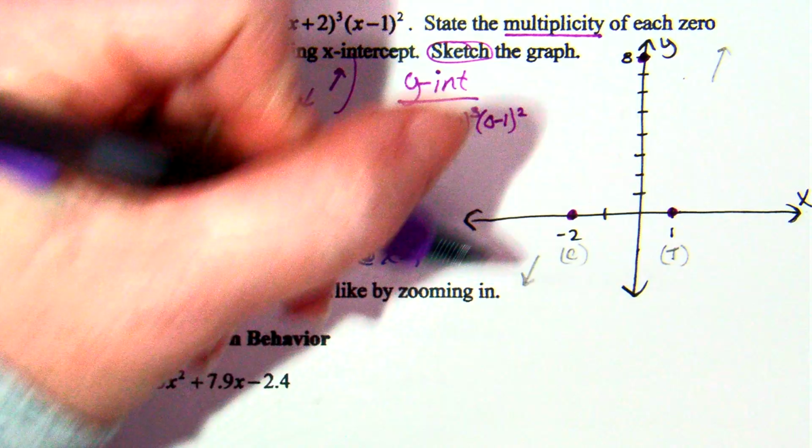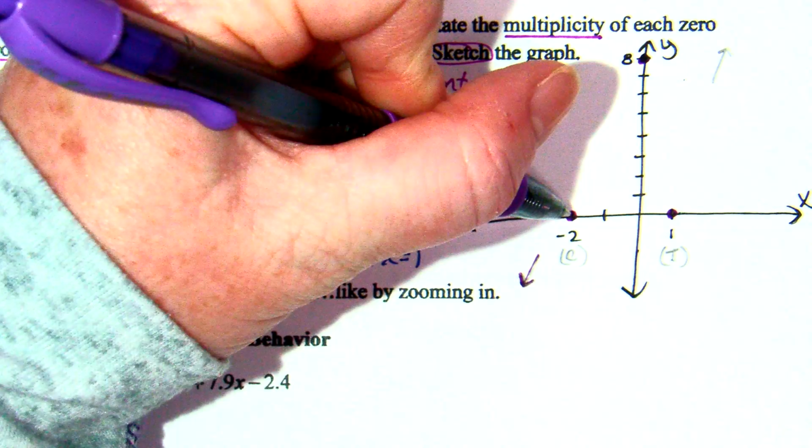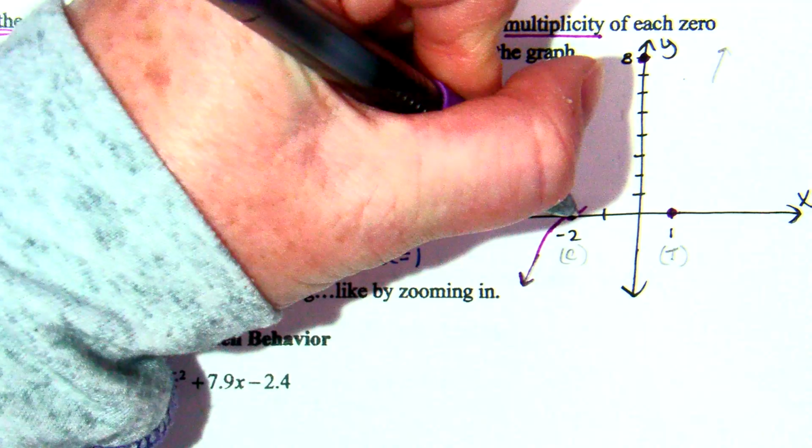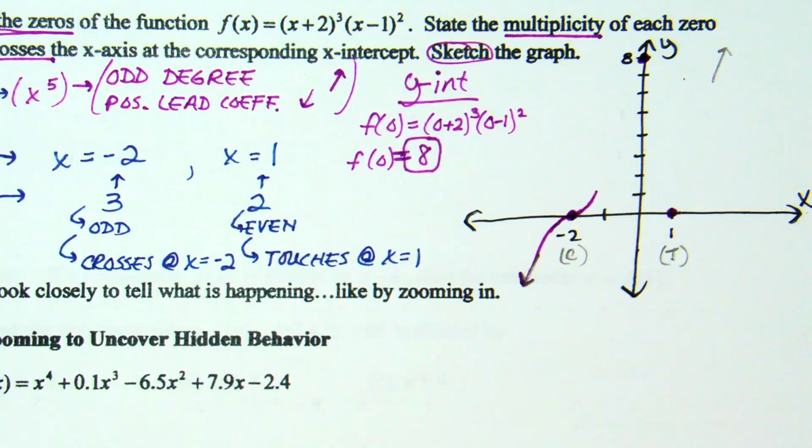Down here. We're going to do what at -2? Cross through. Now, I will tell you, because the higher the multiplicity is, the more my graph flattens out. So instead of just fully crossing through -2, it's going to kind of flatten a little bit before it continues up. I don't know if I did a great job or not there, but it's going to kind of flatten a little bit before it continues up. So it crosses through at -2.